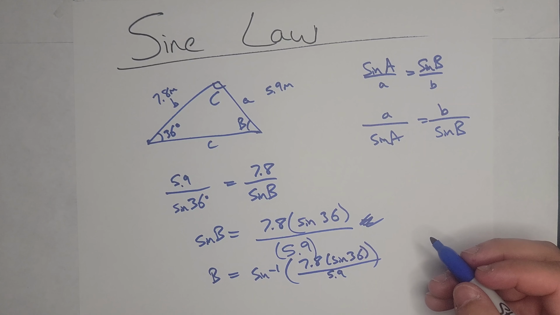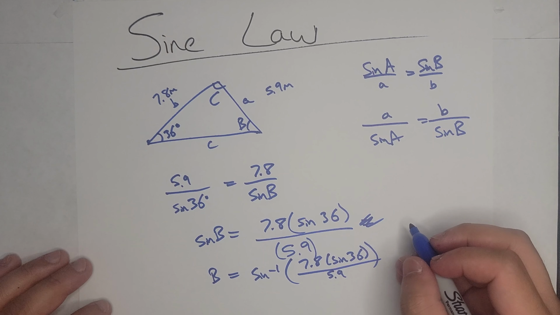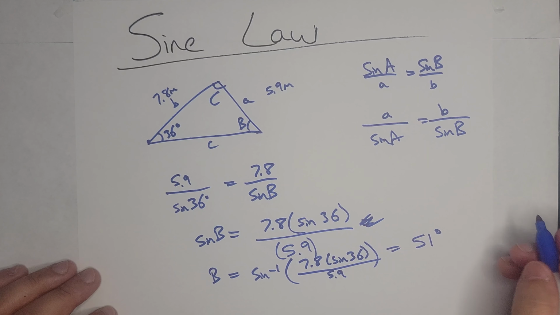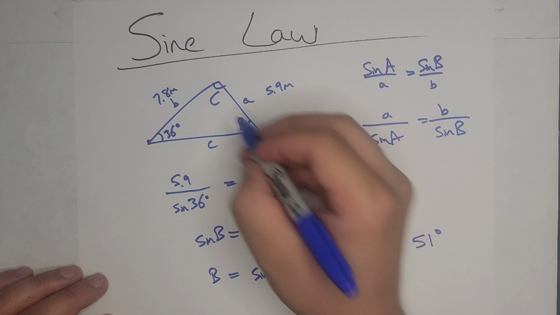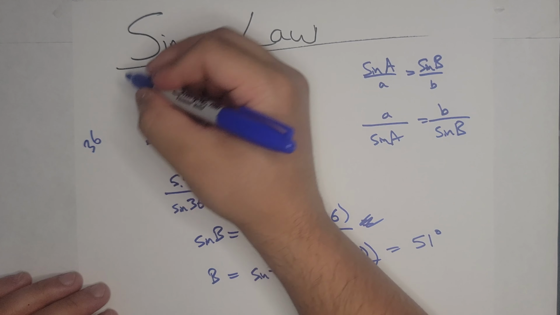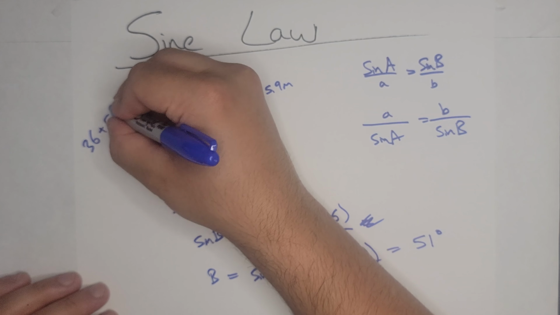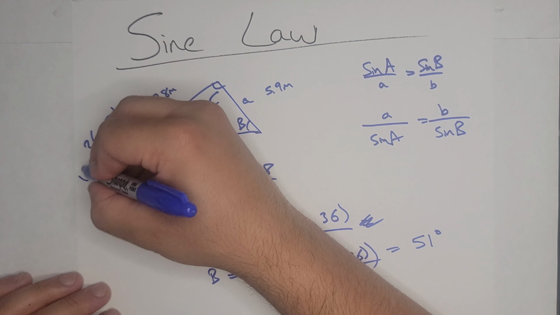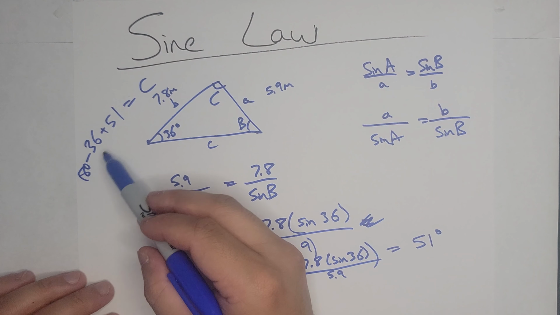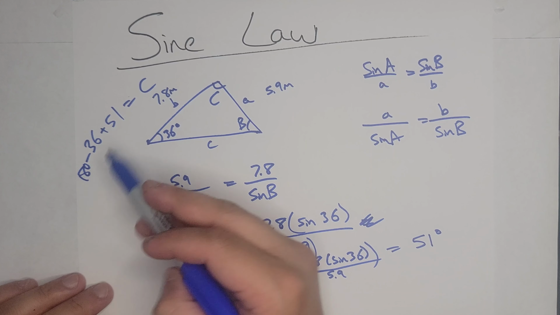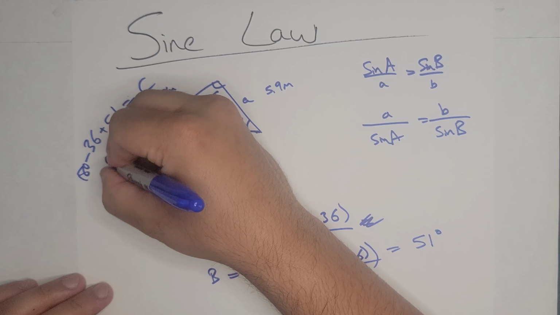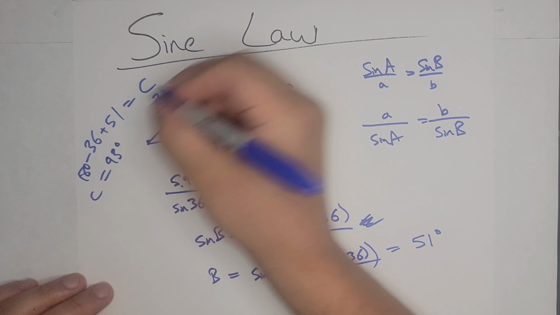And if I punch that into a calculator, I should get 51 degrees. And now, with my triangle law, I know that 36 plus 51 plus C will give me 180. So I can subtract 36 and 51 from 180 to get 93 degrees for C.